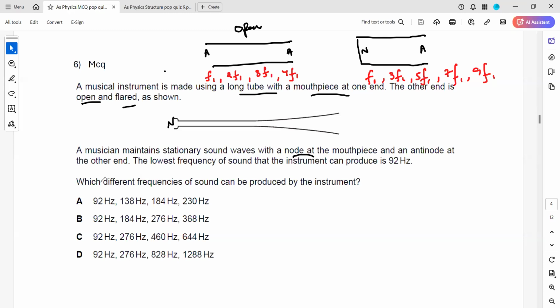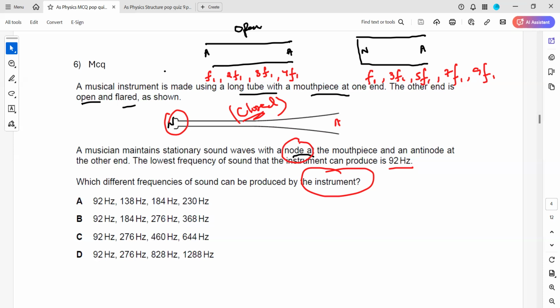Which different frequencies of sound can be produced by the instrument? The original frequency is 92, and it's a closed pipe, because the question says a musician maintains a stationary sound wave with a node at the mouthpiece. If the node is forming at one end, the antinode definitely forms at the other end. So this is an example of a closed pipe. For a closed pipe, the frequencies are multiples of odd numbers: 1F1, 3F1, 5F1, and so on.